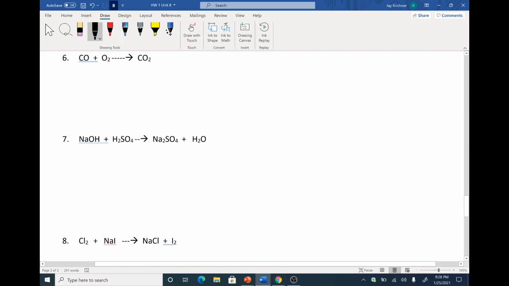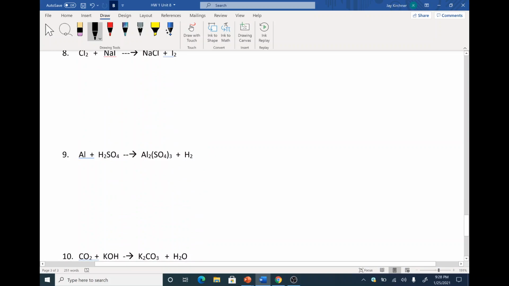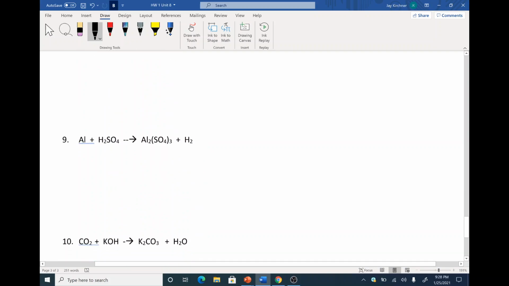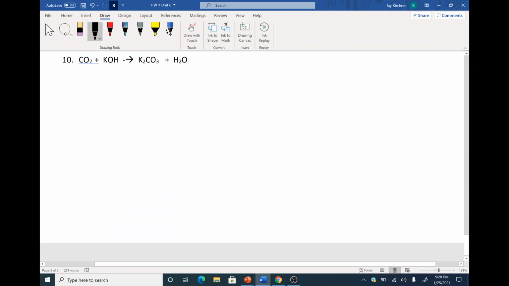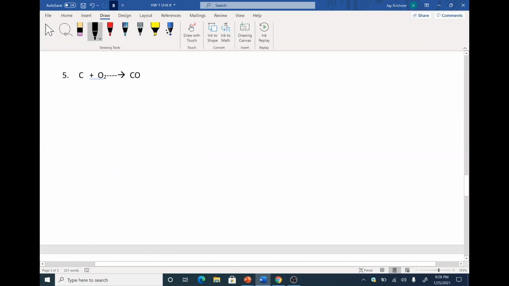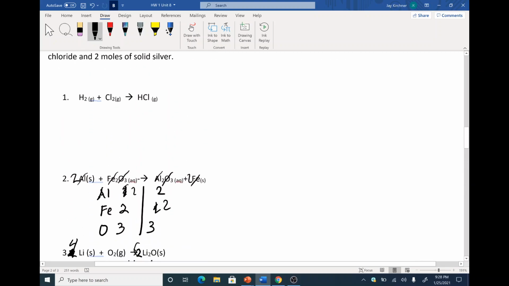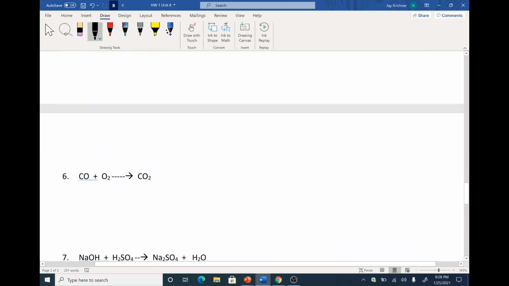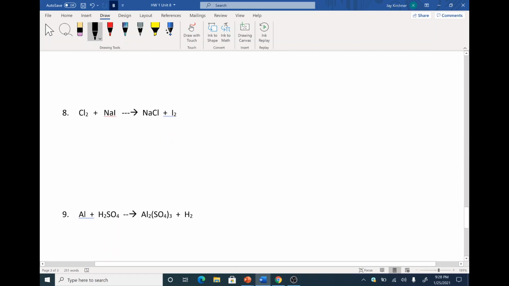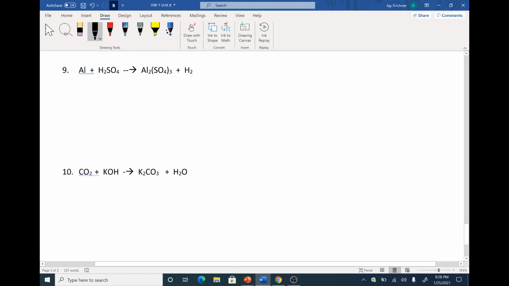Okay. Next one. Let's see which one. We're actually done already. I think I'm going to add some of my own here. I'm looking for a double displacement reaction in this mess. Let's see if I can find one. That's kind of one. I don't like that one though. That's single displacement. Okay. Let me do a double displacement.